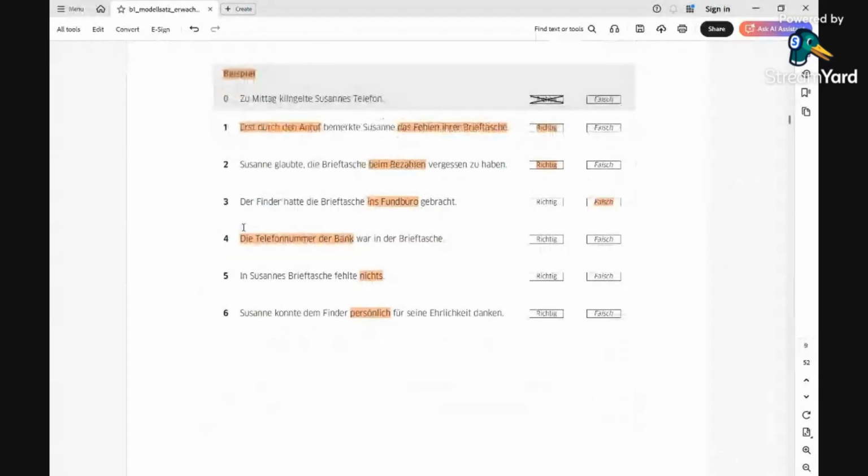So Nummer 4, die Telefonnummer der Bank war in der Brieftasche. So our keyword was die Telefonnummer der Bank. So let's see if the Telefonnummer of the bank was in the purse.